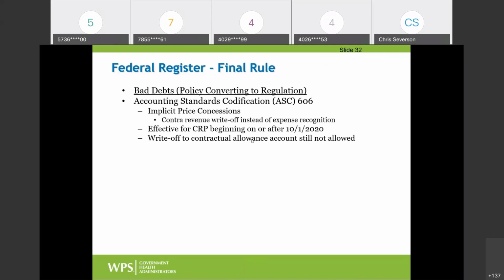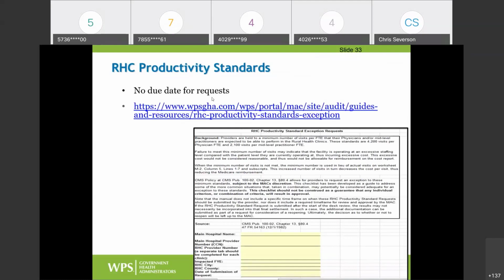CMS did stress that if it's written off to contractual allowance, that's still not going to be allowable. So I just wanted to point that out. They've held to their guns on that. So that was the bad debt topic.